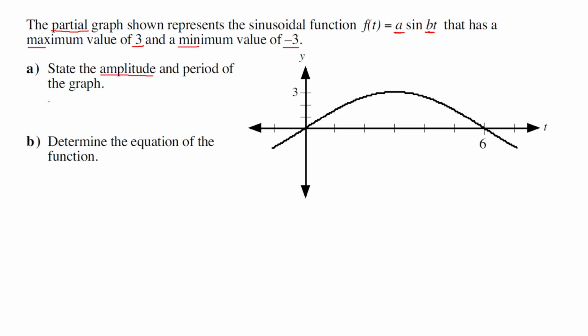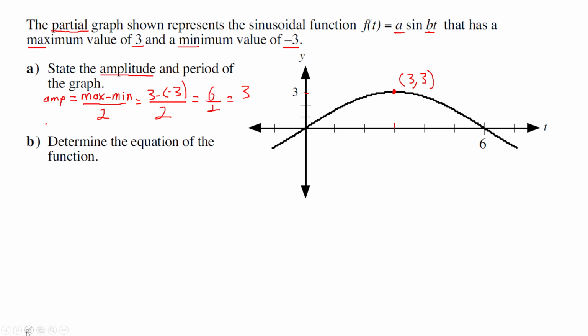Amplitude is nice and clean because we have a formula for it, which is the maximum minus the minimum divided by 2. So our amplitude is equal to 3 minus -3 divided by 2. 3 minus -3 gives us 6, divided by 2 is 3. Perfect. Amplitude is 3, which checks out when we see our maximum point here does line up with 3 and 3 here.